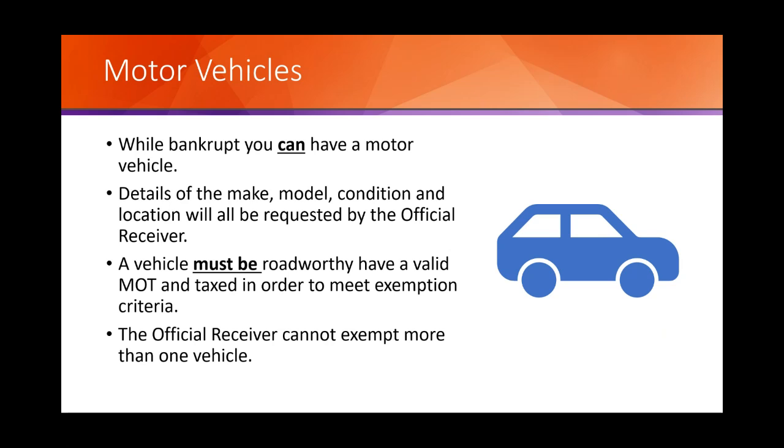If this is needed to meet a basic domestic need and is not of excessive value, this usually refers to anything that's below the £1,000 threshold, the official receiver can exempt the vehicle. For example, if it's your only way to get to work. A vehicle, however, must be roadworthy. By this, it must have a valid MOT and be taxed in order to meet exemption criteria.